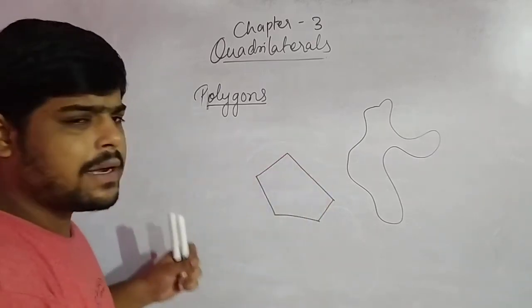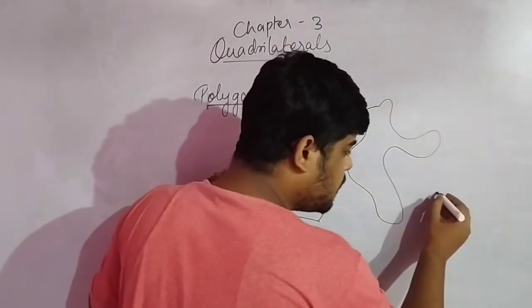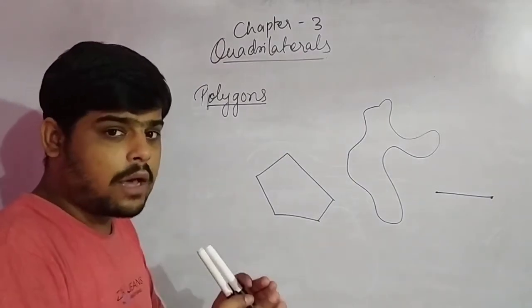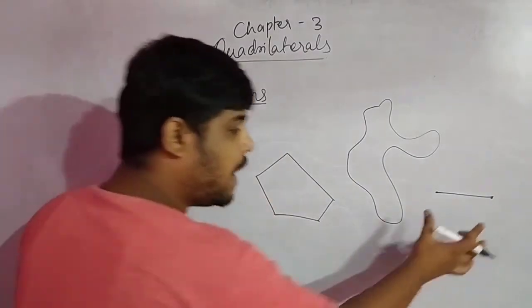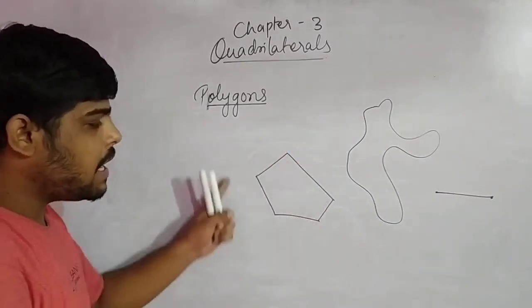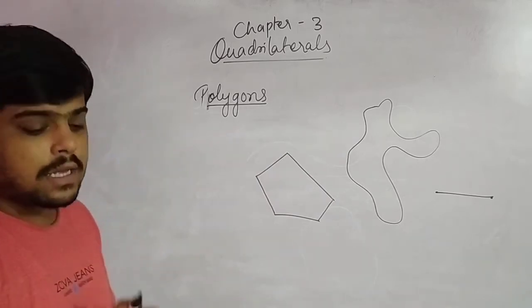What is a line segment? A line segment is a piece of a line which has two end points. Suppose this is a line segment. Line segment क्या होता है? लाइन का एक टुकड़ा होता है, लाइन का एक हिस्सा होता है जिसके दो एंड पॉइंट होते हैं, और इसी लाइन सेगमेंट के यूज से हमने ये एक क्लोज कर्व बनाया है. This is called a polygon.